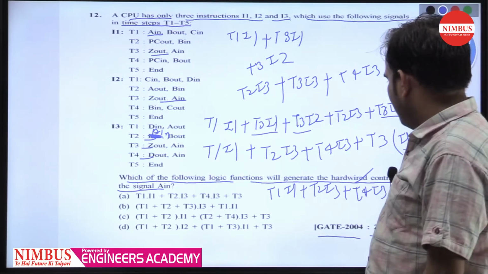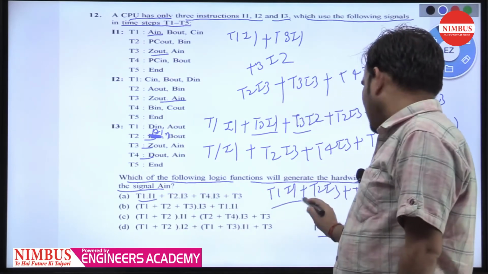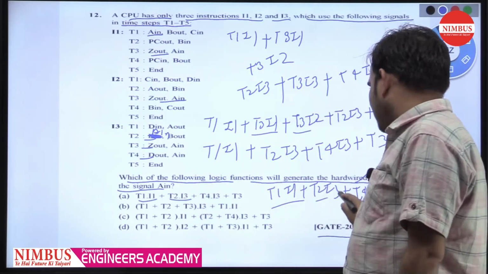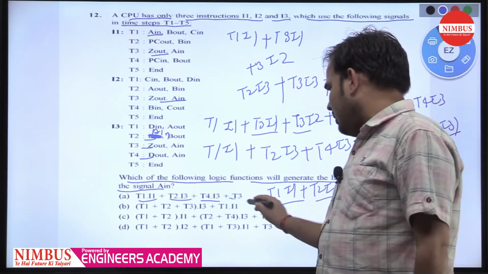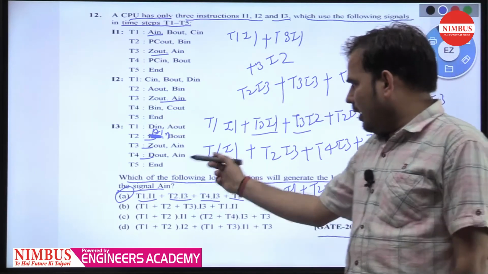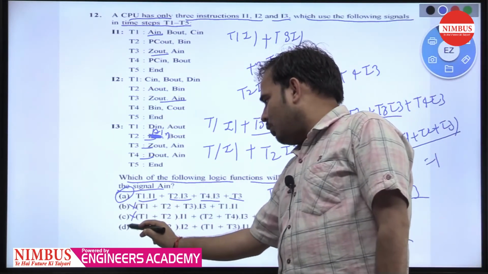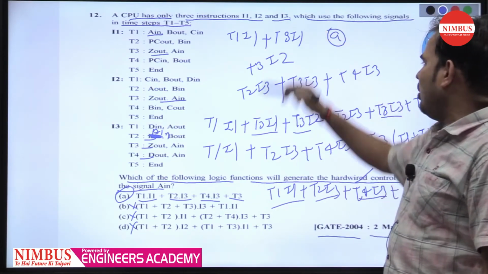So which option is correct? T1 I1, yes, T1 I1. T2 I3, yes, T2 I3. T4 I3, yes, T4 I3 is there, and T3 is also there. So which option is correct? Option A is correct. The remaining options are false: not B, not C and not D. Option A is correct.